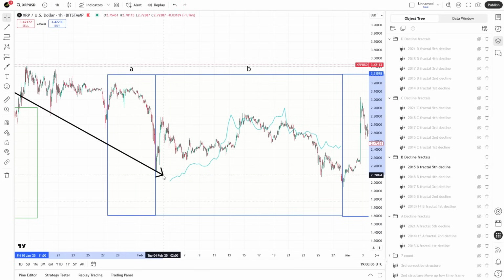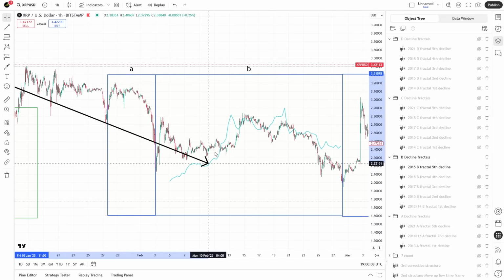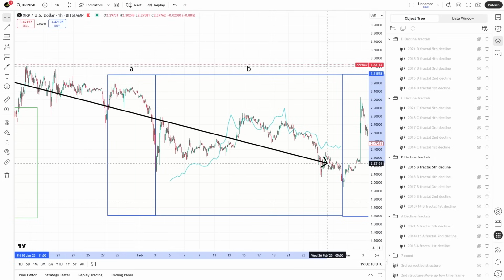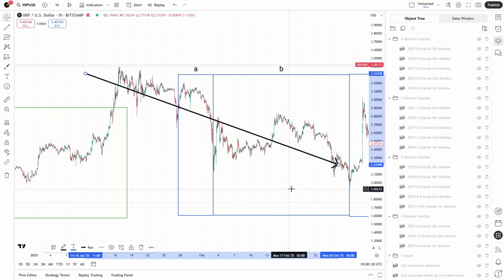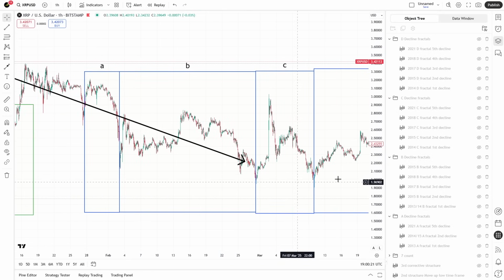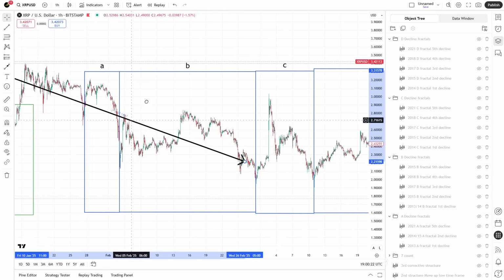So again, it has this first part, which I would say maybe is this part, and then the declining part. So I would say B does match previous iterations of B. So far, it's looking like we do have a potential decline in the works.